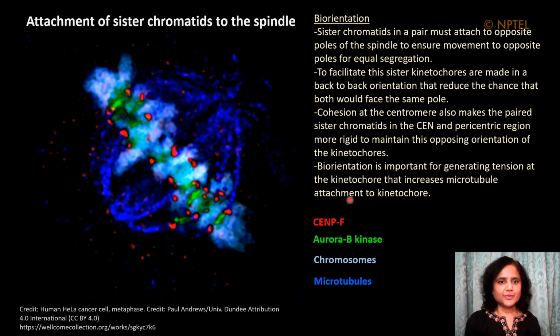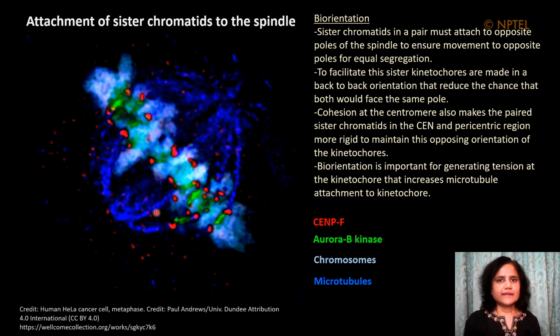The sister chromatids in a pair must attach to the opposite poles of the spindle to ensure that after the cohesion is dissolved, they move to the opposite poles in order to achieve equal segregation. You don't want both of the sister chromatids moving to the same pole, because that will cause missegregation. One cell may get an extra chromosome, whereas another may get one less.